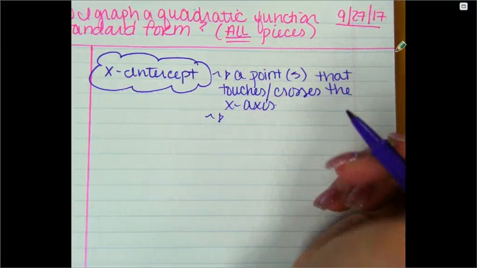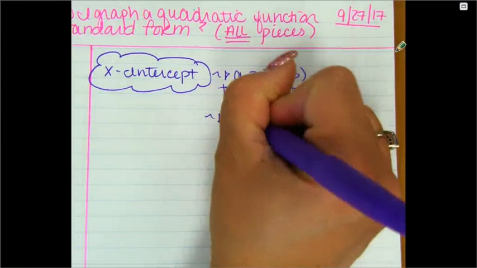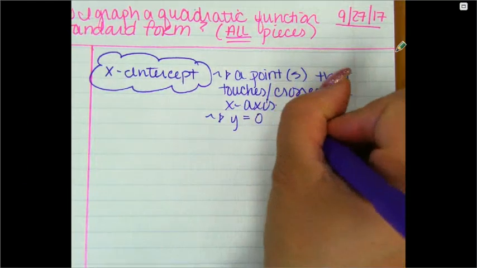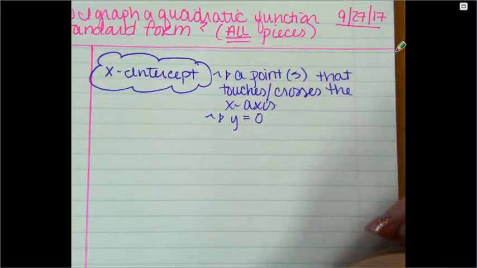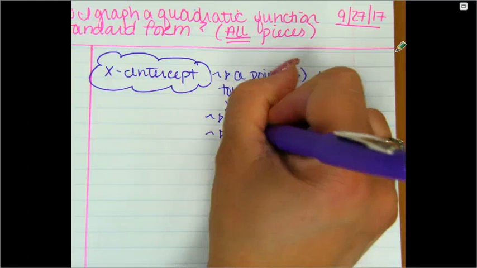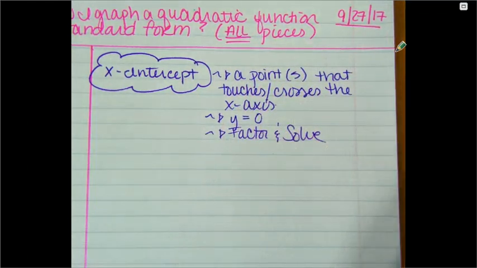The x goes away, or we solve for x? We solve for x, so what goes away? The y equals what? Good. Which in our case means that the whole f of x is equal to 0, right? So we make f of x equal to 0. Also, you've done this. It's called factor and solve.